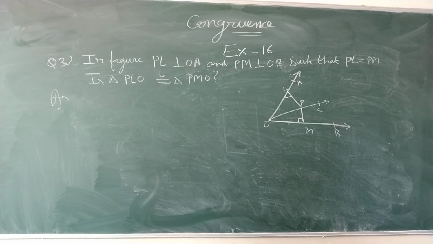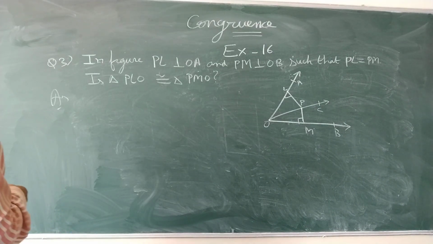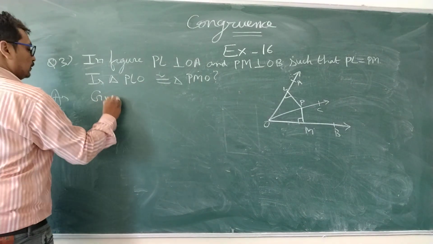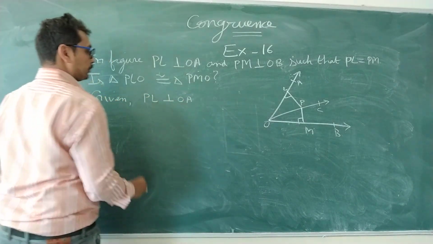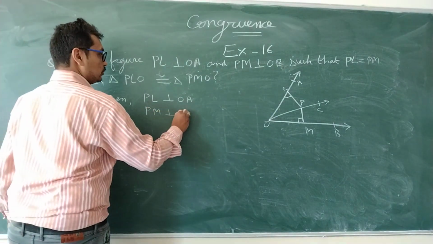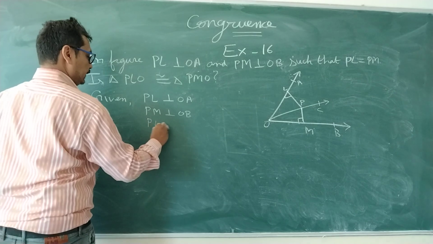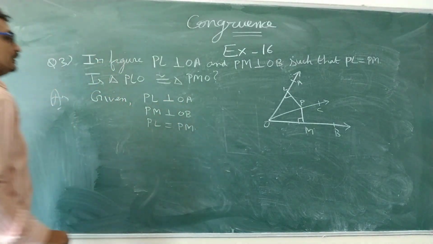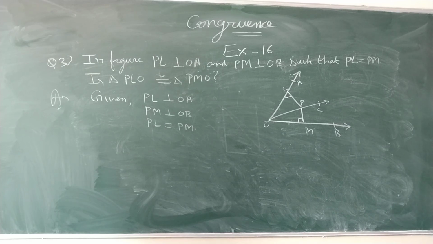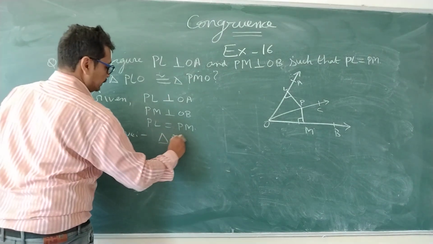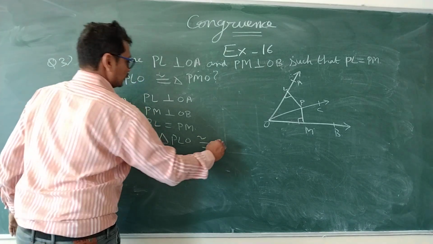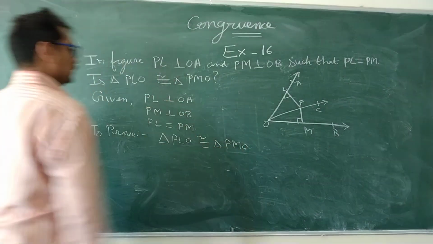In figure, PL is perpendicular to OA, PM is perpendicular to OB, such that PL is equal to PM. So what was given? PL is perpendicular to OA, PM is perpendicular to OB, and PL is equal to PM. These are given to us. Is triangle PLO congruent to triangle PMO? We have to prove triangle PLO is congruent to triangle PMO. So let us prove it.